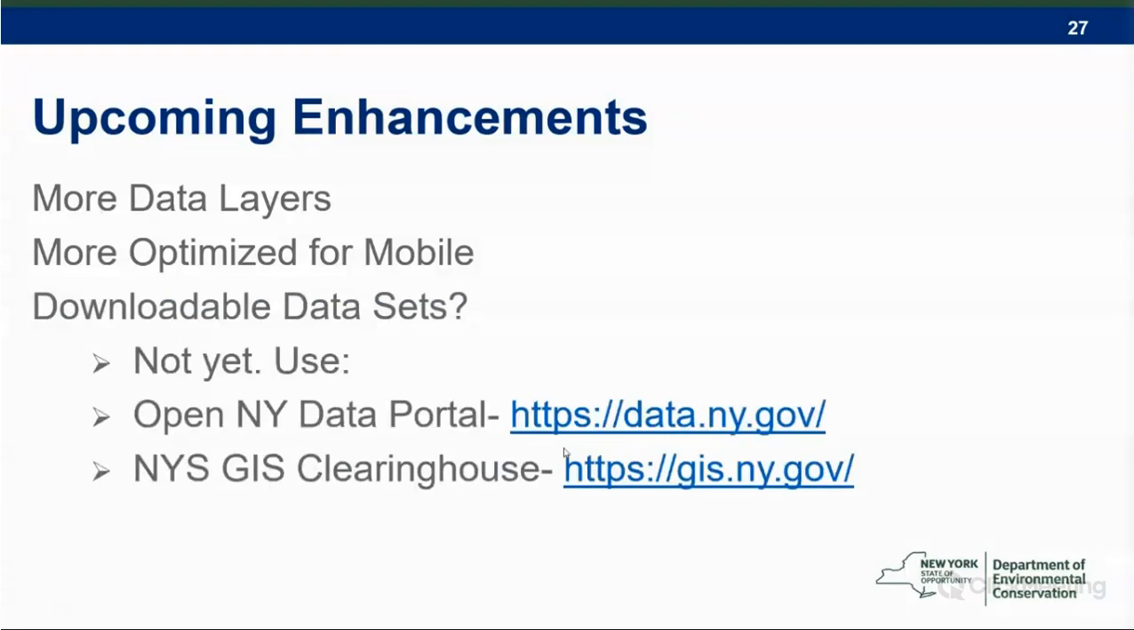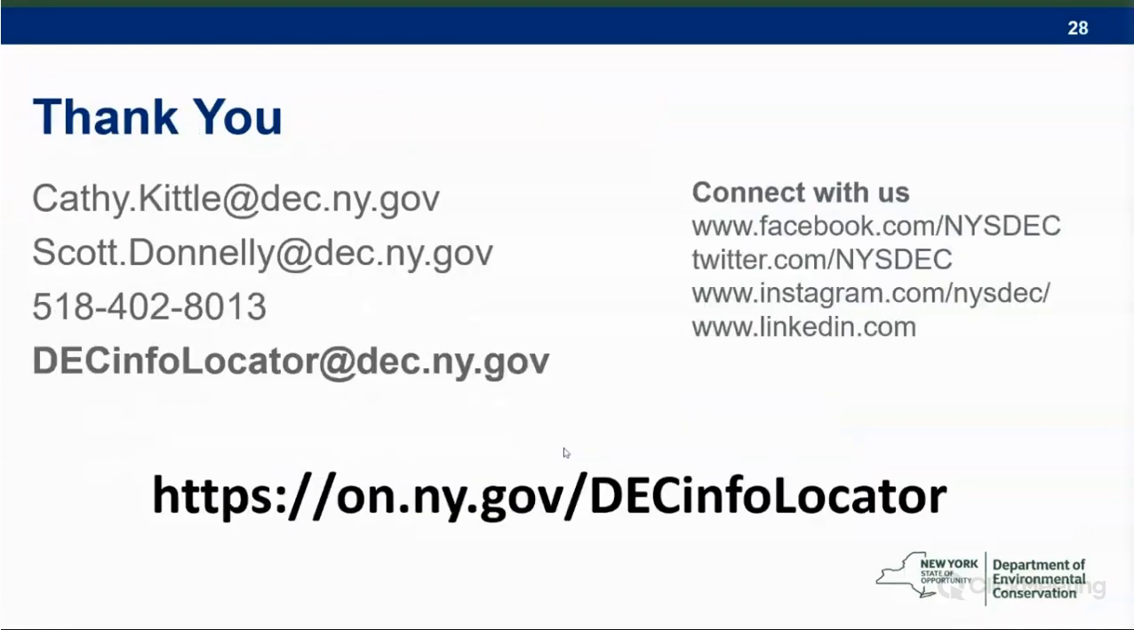In terms of downloadable data sets, they're not downloadable from DECinfo Locator. And that's what a lot of GIS users want. They want, hey, I want that data layer because I want to use it and mash it up with something else. Most of them, though not all of them, are available on the OpenNY data portal. And a majority of them are also available on the NYS GIS clearinghouse.